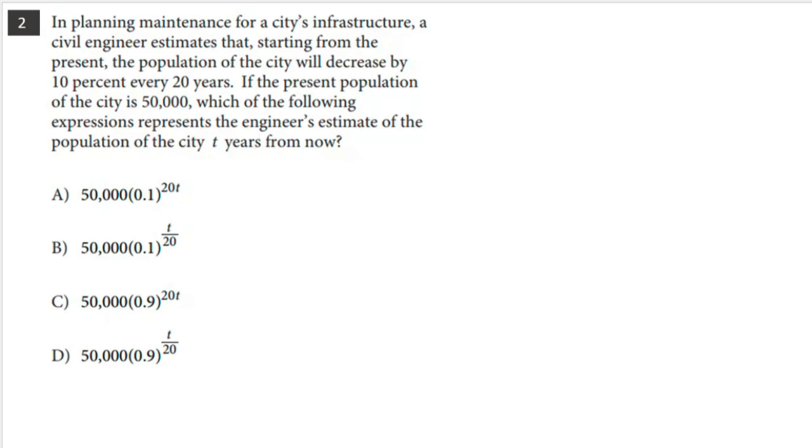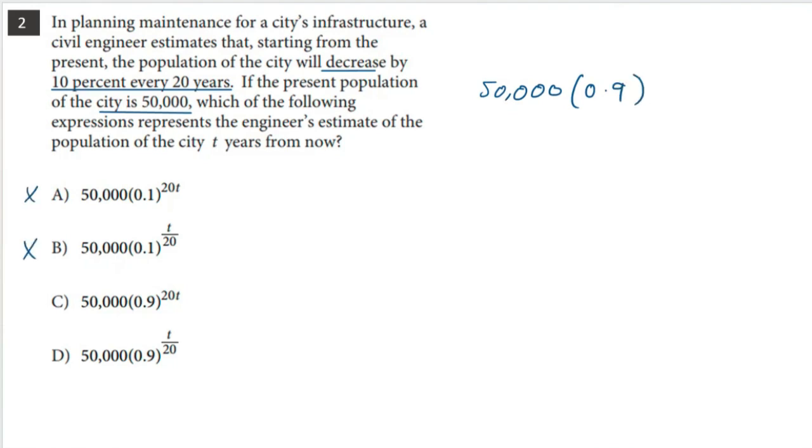Problem 2. In planning maintenance for a city's infrastructure, a civil engineer estimates that starting from the present, the population of the city will decrease by 10% every 20 years. Okay, it's not every year, it's every 20 years. If the present population of the city is 50,000, which of the following expressions represents the engineer's estimate of the population of the city t years from now? So we know that it's 50,000, and then we have 1 minus 0.1, which is 0.9, to the power of something.